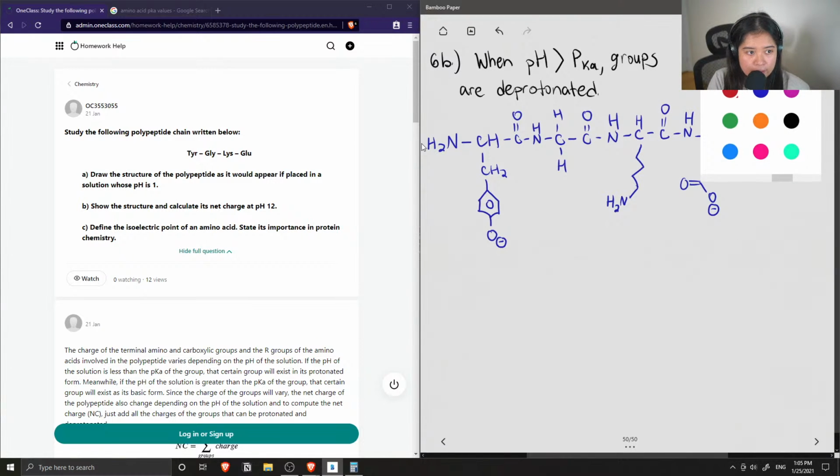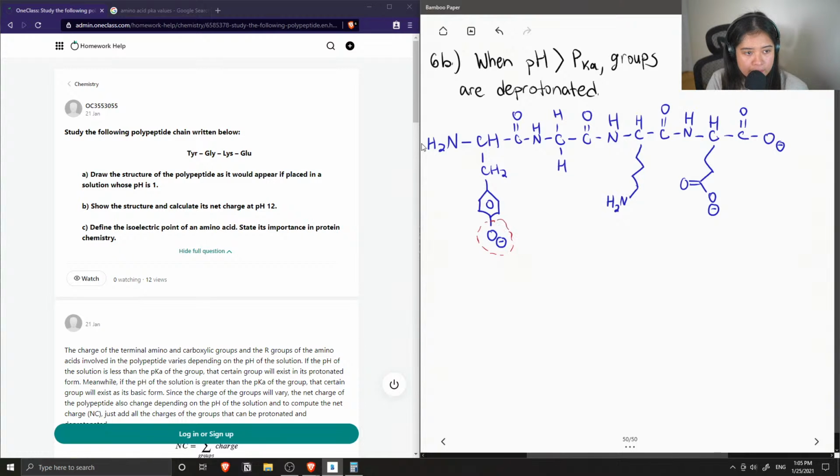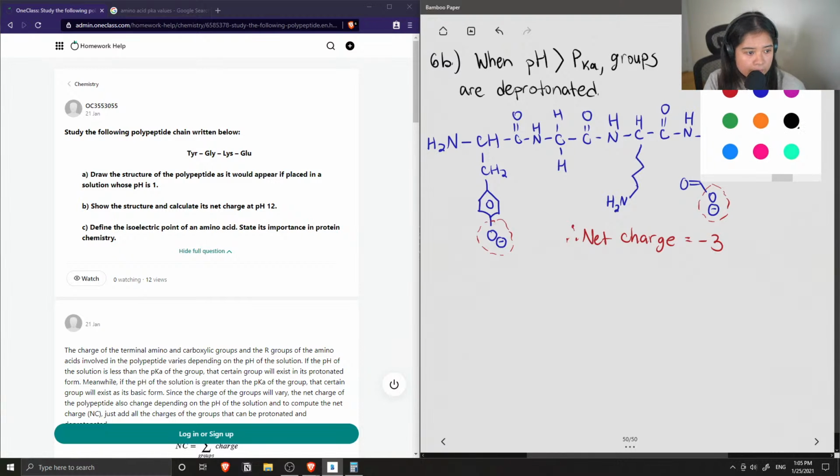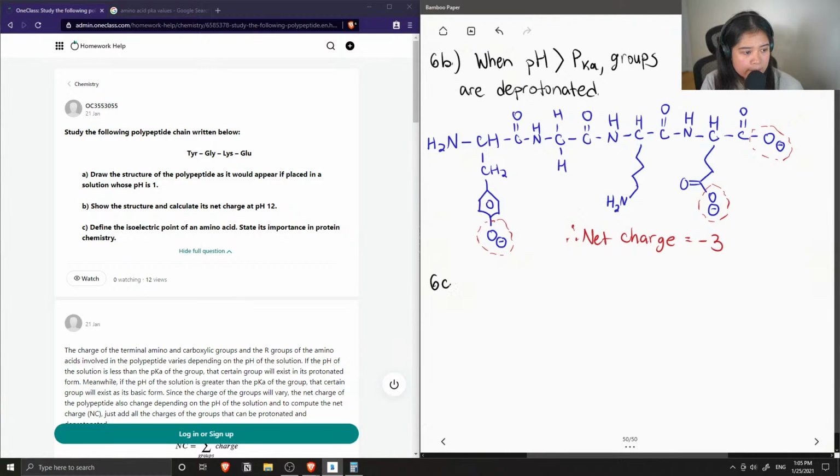So now let's look at all of the charges in this molecule. We have 1, 2, 3 negative charges. So therefore, the net charge is -3. Okay, so now let's read 6c. Define the isoelectric point of an amino acid. State its importance in protein chemistry.